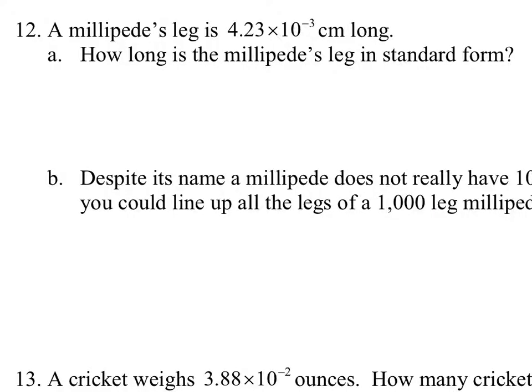A millipede's leg is 4.23 times 10 to the negative 3 centimeters long. How long is the millipede's leg in standard form? So the negative tells us we'll move the decimal 3 times to the left. So that would be 0.00423. I guess that'd still be centimeters.